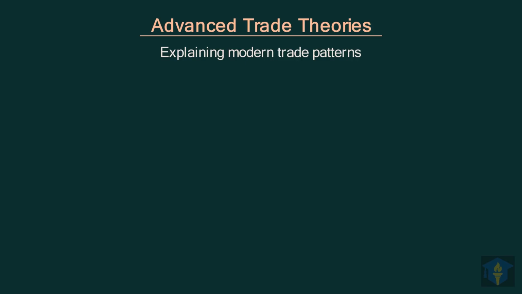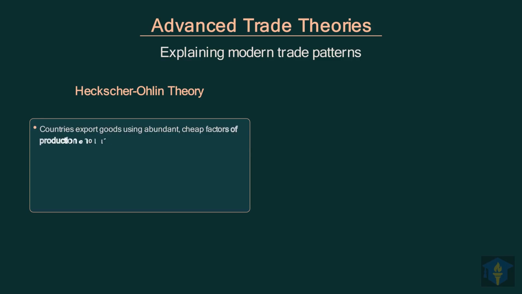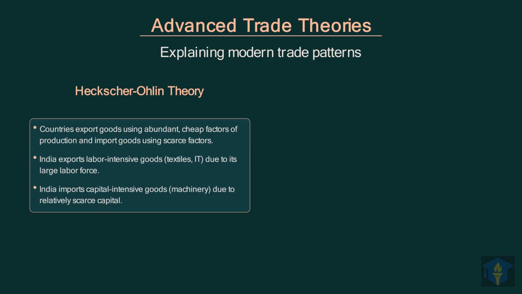These theories offer deeper insights into the complex and evolving patterns of international trade we observe today. Our first advanced theory is the Heckscher-Ohlin theory, focusing on factor endowments in trade. It states countries export goods using abundant, cheap production factors and import those requiring scarce factors. India, for instance, exports labor-intensive goods like textiles and IT services, leveraging its large workforce. Conversely, India imports capital-intensive goods like machinery because capital is a relatively scarcer resource.